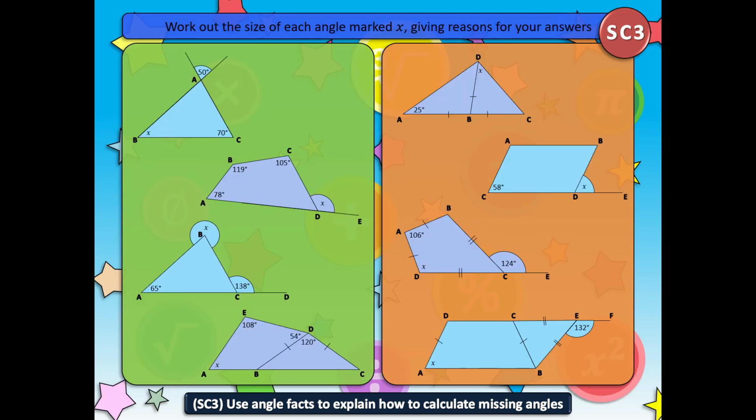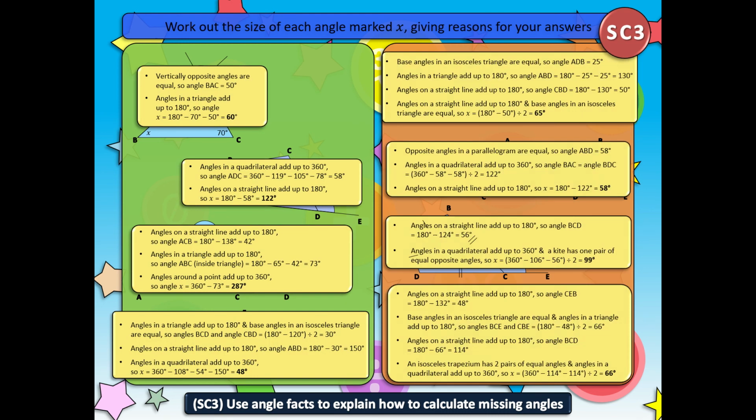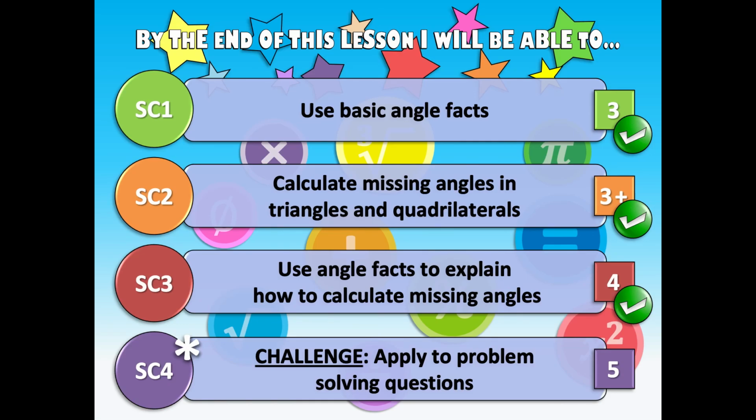Here's some questions for you to have a go at. Pause the video, and when you're ready to mark your work, press play. Here are your answers. So there's your green answers, and there's your amber answers. And now we've completed success criteria 3.